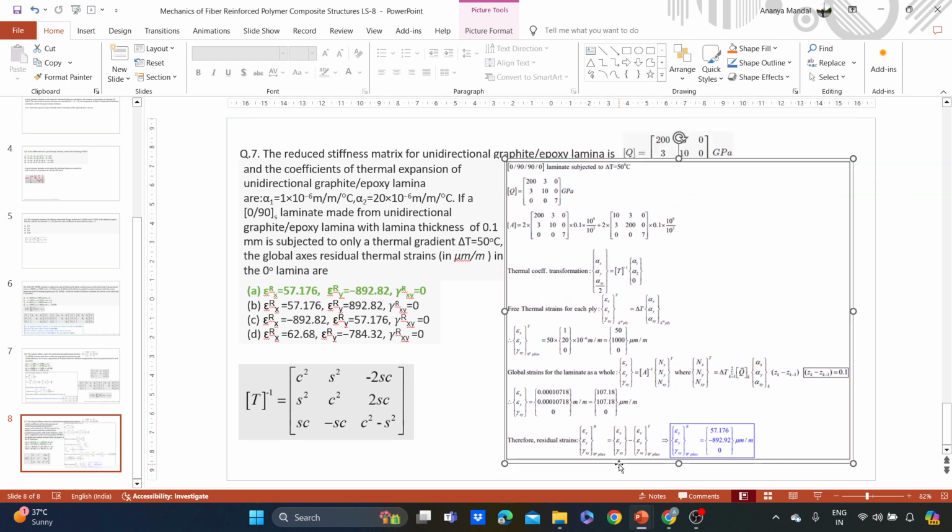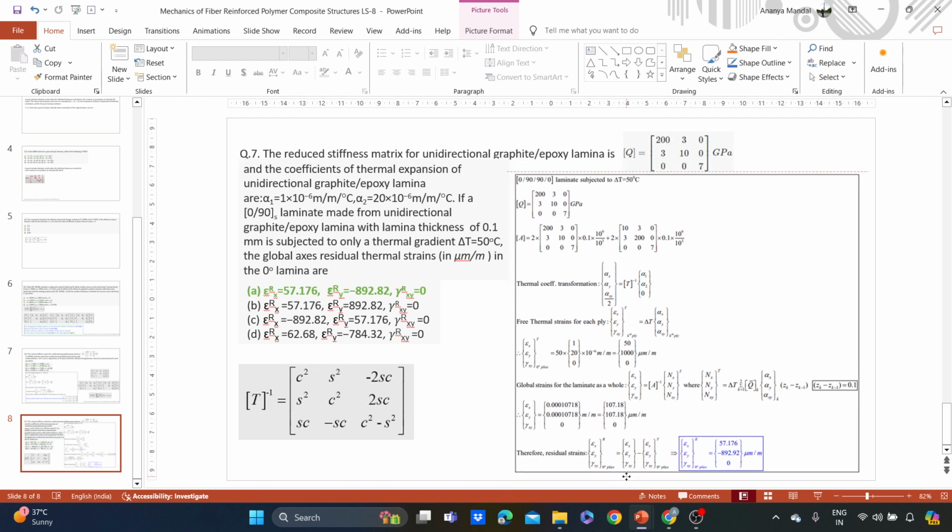Residual strain is this: suppose there is some strain happening because of some mechanical load, and plus there is some because of the thermal. The residual is the difference between these two. That is what they have asked. So whenever they ask for thermal strain in the question, first you have to find the mechanical strain. Then by this equation you find the thermal strain, and from the difference of those two you get the residual strain. That's what they have asked, to find the residual thermal strain.